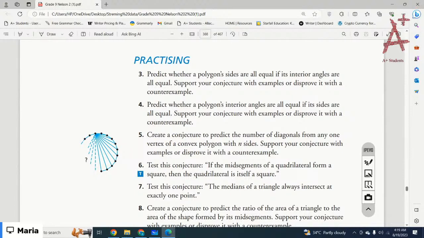Okay, you have to see if the interior angles of the polygon are equal. That means all the polygon sides are equal, right? So let's just start with a square. A square has all four sides equal in length, and their interior angles are equal. But with a rectangle, the side lengths are not equal, right? But they have right angles, right? That means this conjecture is false.